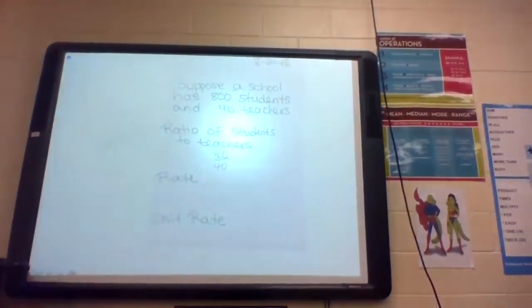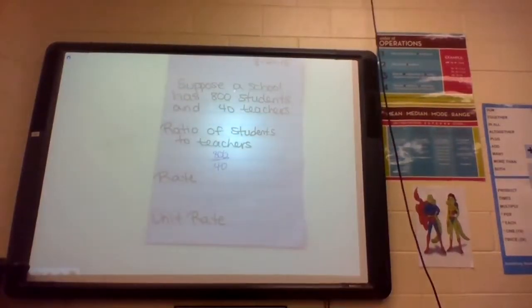Now, what does that line in between the 800 and the 40 mean? It's a fraction bar. What does a fraction bar mean? Division. So that's 800 divided by 40. Right? So, to find the rate, all you had to do was divide 40 into 800.